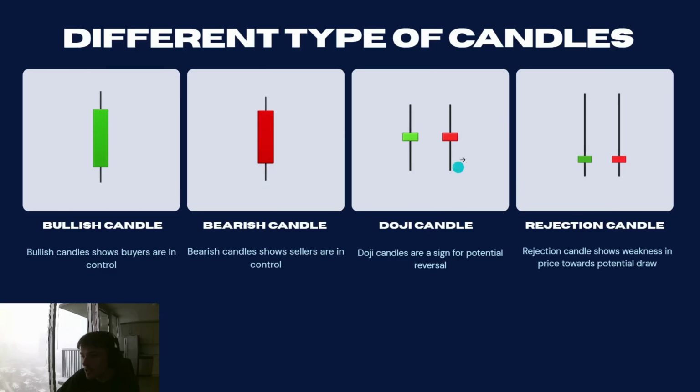The difference between a doji candle and a rejection candle is, you can see right here, the wicks. With the doji candle, they're pretty much equal, and it just shows very indecisiveness. This is typically where accumulation happens. With the rejection candle, it's a lot more clear that we're going to reverse, with the massive wicks.